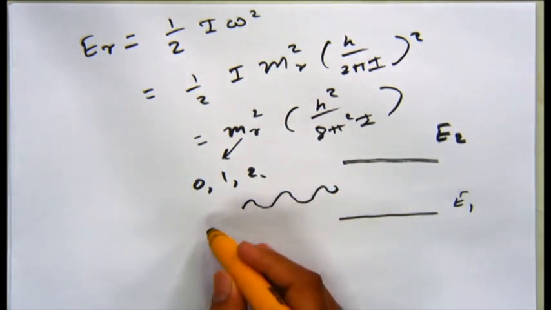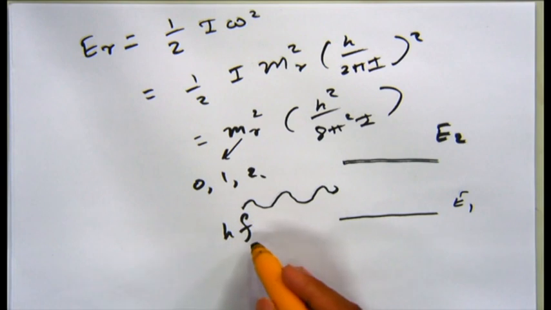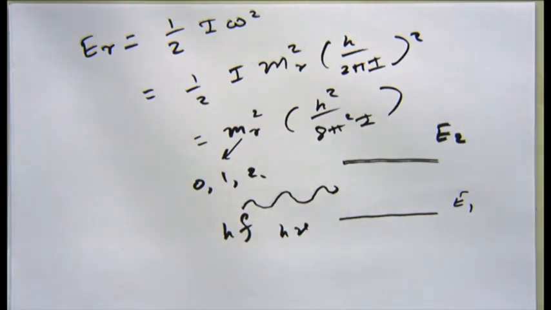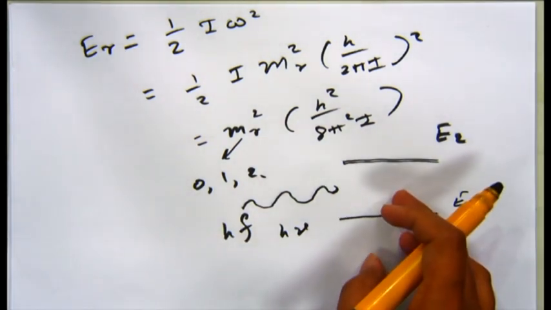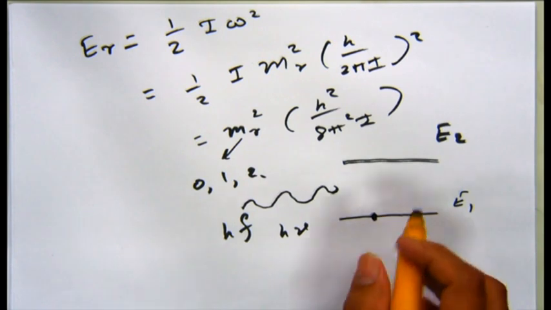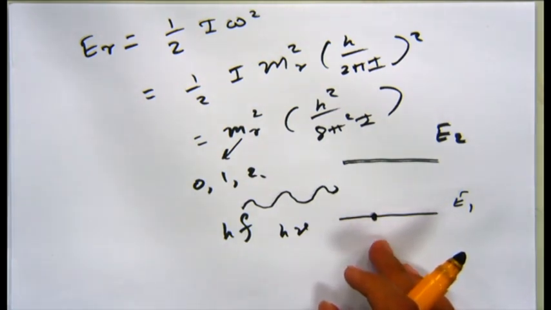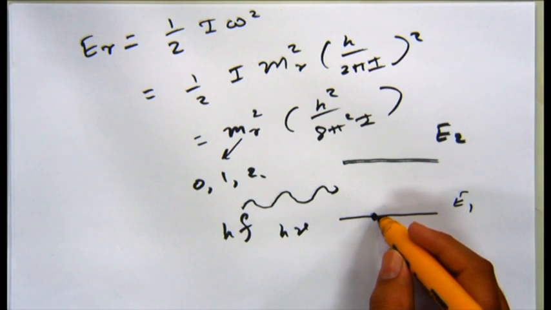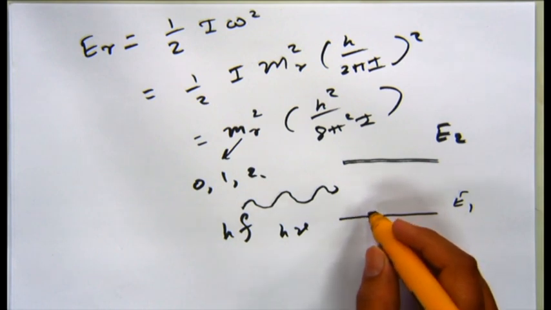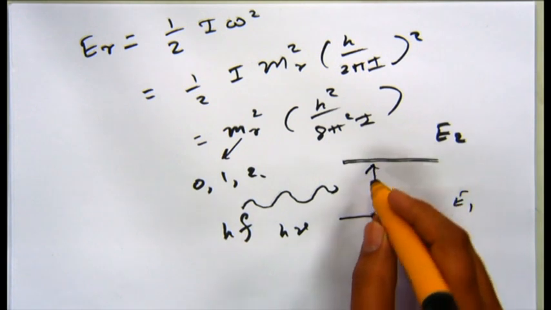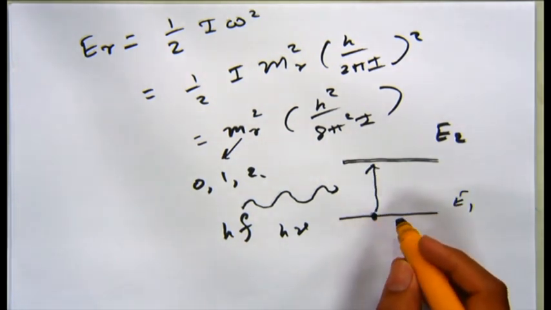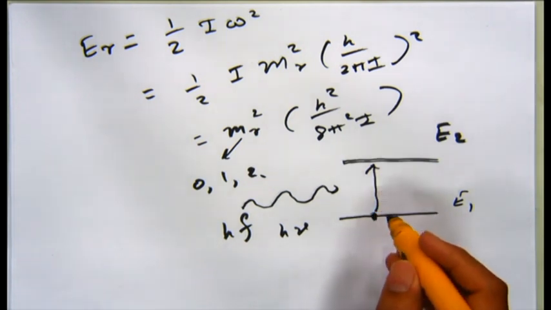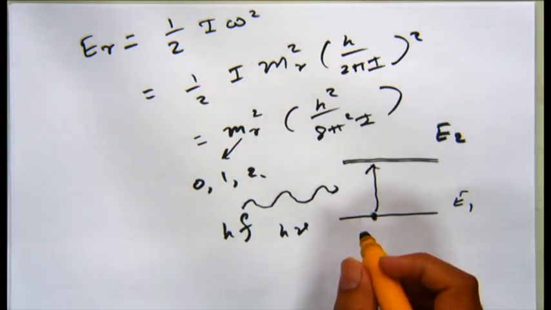If electromagnetic radiation having the energy hν is given to the molecule, then what happens? The atom is available in a ground state. If the atom is in a ground state, it will absorb the energy. If this atom is absorbing the energy, it will make a transition from a lower energy level to a higher energy level. So this is called absorption.